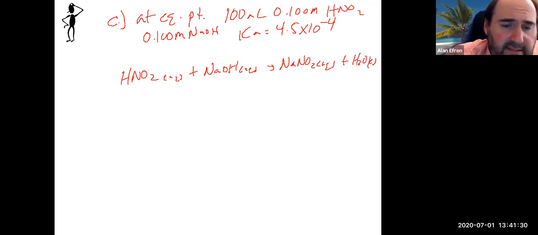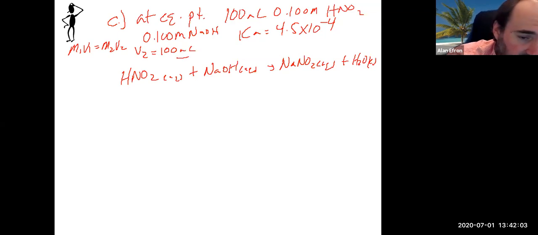Now, we've seen that it is a 1-to-1 relationship. So whenever it's a 1-to-1 relationship and you want to figure out how much to reach the equivalence point, you actually can do a little M1V1 equals M2V2 if you want to figure out the volume. M1 in this case would be 0.1. V1 would be 100 divided by M2, which is 0.1, tells us to reach the equivalence point, if you solve for V2, you would need 100 milliliters to get there.